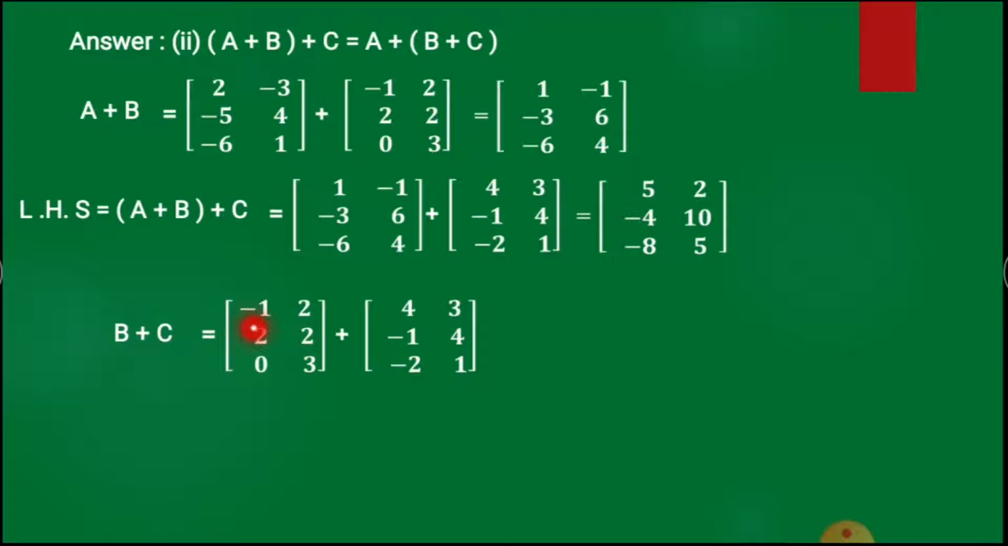So C minus 1 plus 4 we get 3 here. Then 2 plus 3 we get 5, plus 2 minus 1 we get 1, 2 plus 4 we get 6, 0 minus 2 we get minus 2 and 3 plus 1 we get 4. This is the value of B plus C. Now we require A plus B plus C. So we add this addition with matrix A.